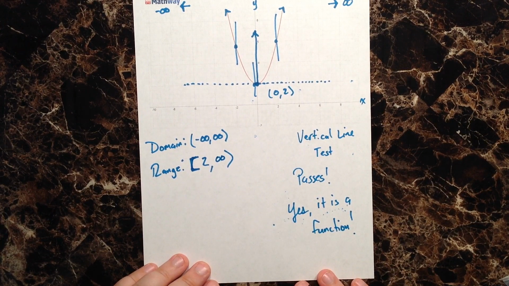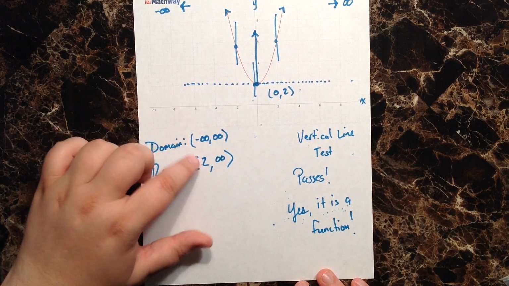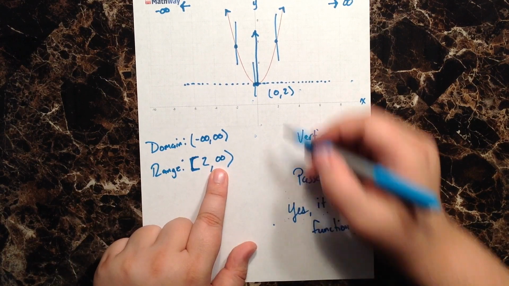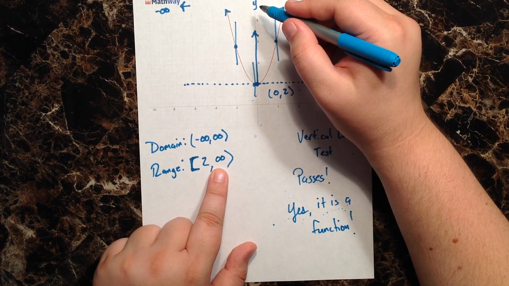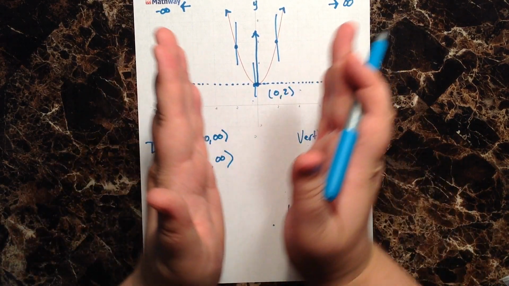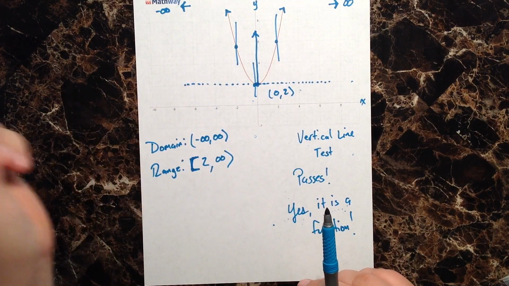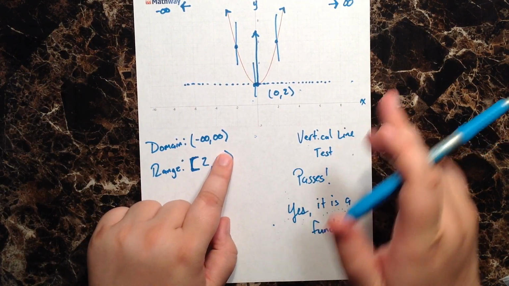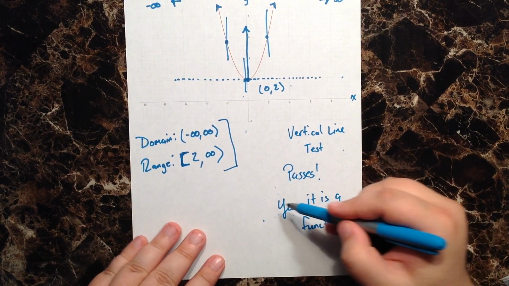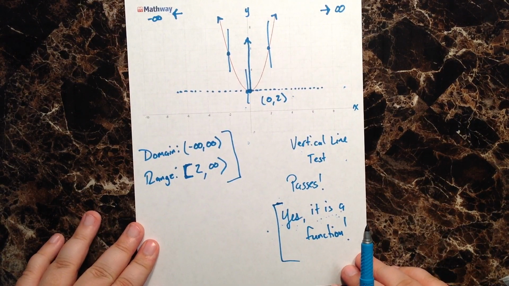All right. So my range is 2, and we use a bracket because we're including the point, and it goes up towards positive infinity. And for my domain, my x values, as this graph continues to expand, are heading on toward the left towards negative infinity and to the right towards positive infinity. So this is our domain and range, and yes, this graph is a function.